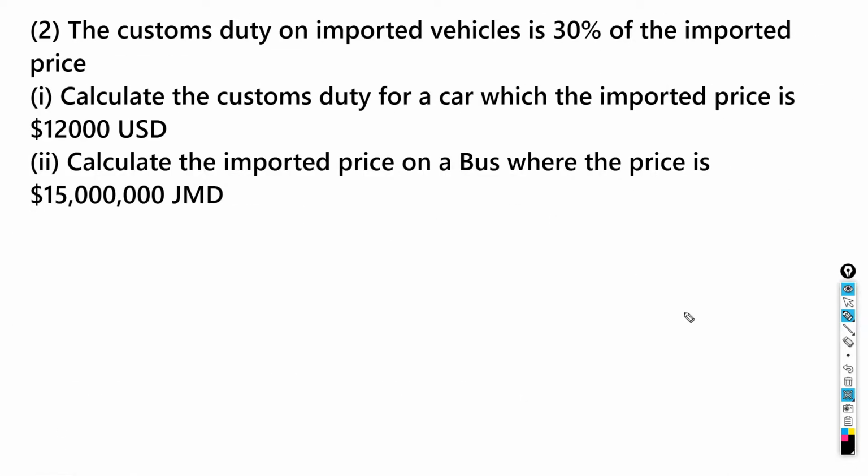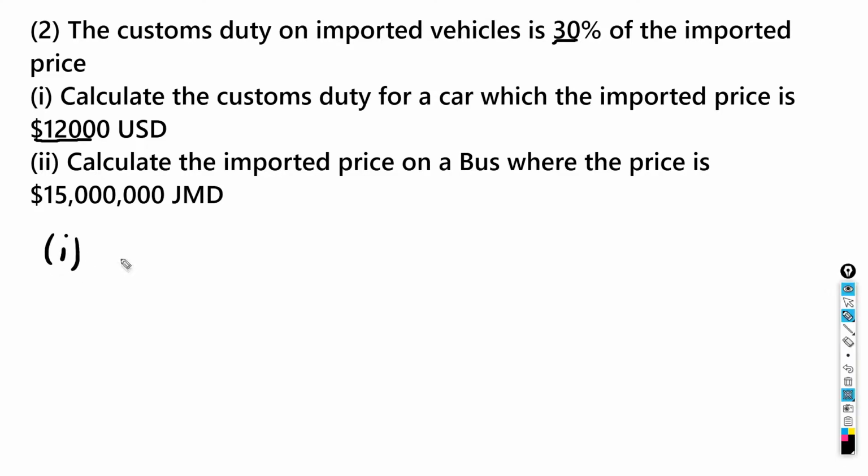Hey guys, so we're looking at a second example now, and this is an example of a rate. This is a good example of one of those things that you just pay for to the government. It says the customs duty on imported vehicles is 30% of the imported price. Calculate the customs duty for a car which the imported price is 12,000 US. Cool. So they say it's 30% of the imported price.